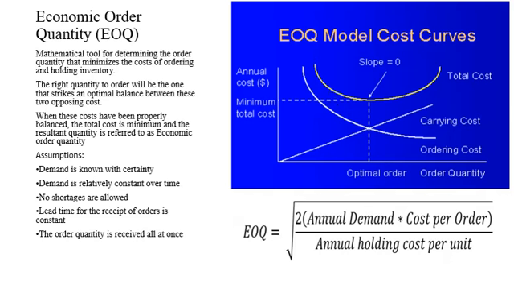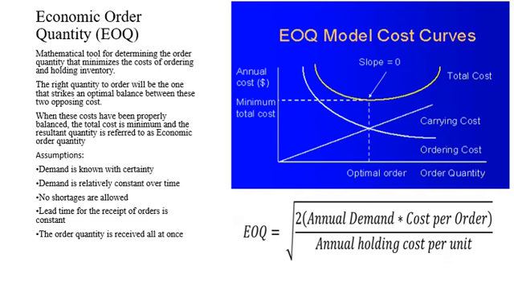So there are certain assumptions upon which this particular analysis is based. First is that demand is known with certainty. Then demand is relatively constant over a period of time. Third, no shortages are allowed, lead time for the receipt of orders is constant, and the order quantity is received all at once. So these are certain assumptions that are taken into consideration while calculating economic order quantity.